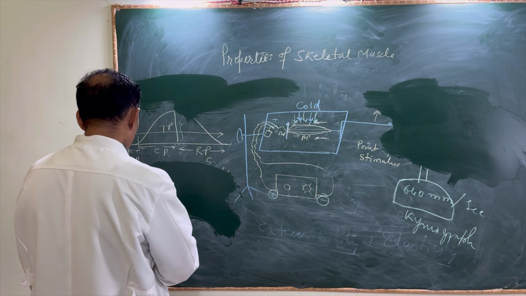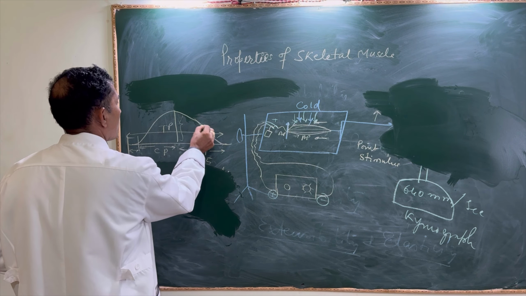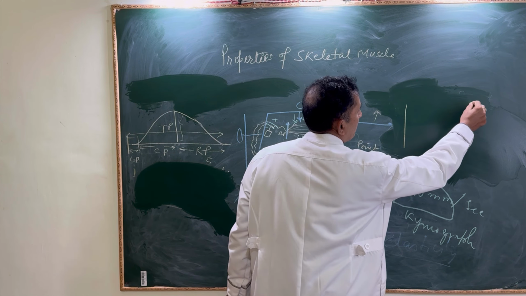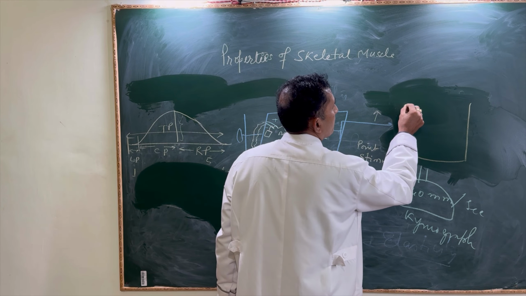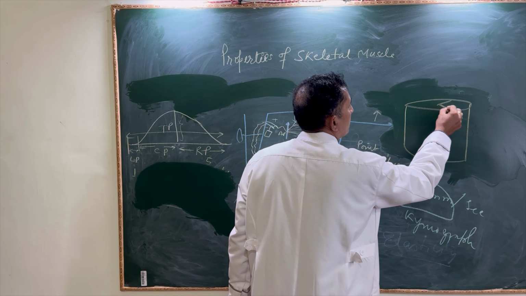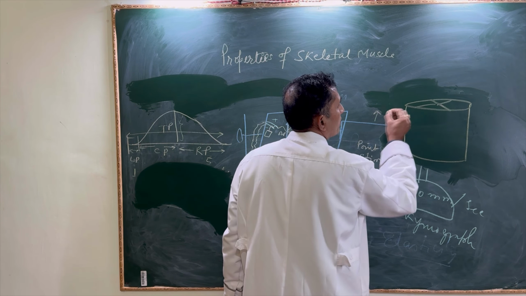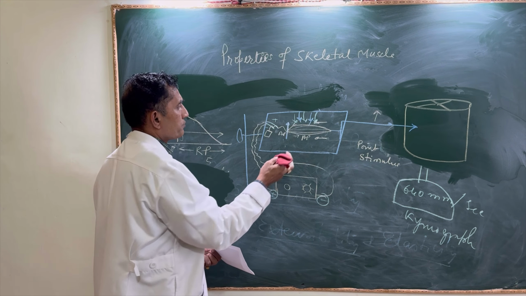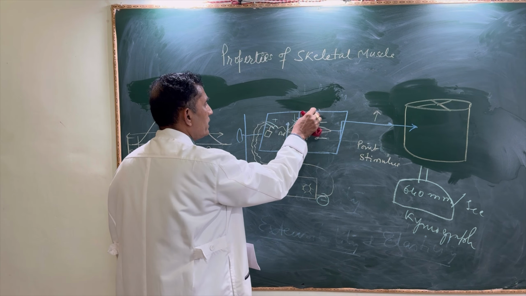Now what I will do is, if this is the drum, again I am drawing this, this is the kymograph. You can see the kymograph is looking like this, and this is the pointer. Now what we will do, instead of hot or cold, is use the same preparation and just change the strength of stimulus.